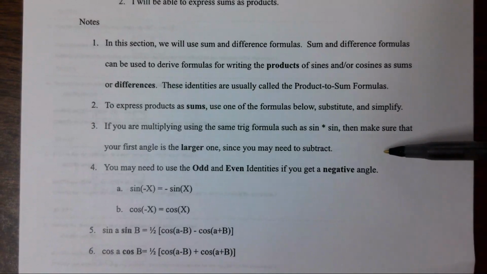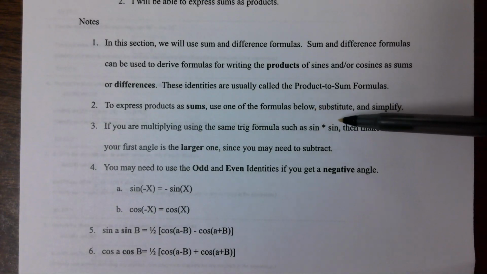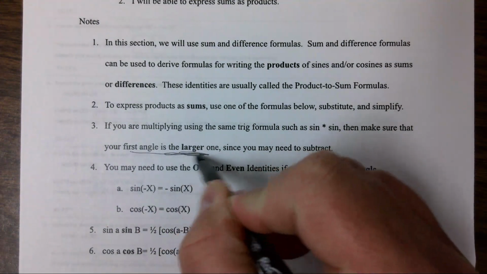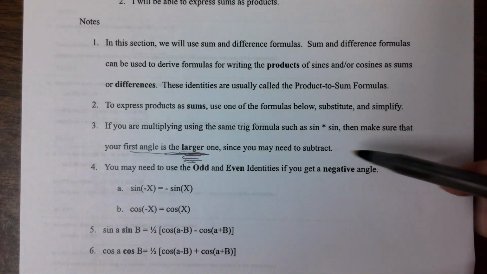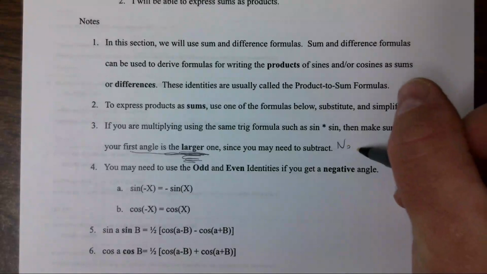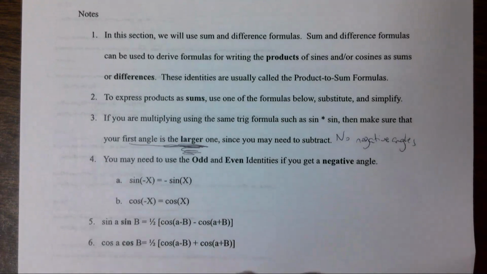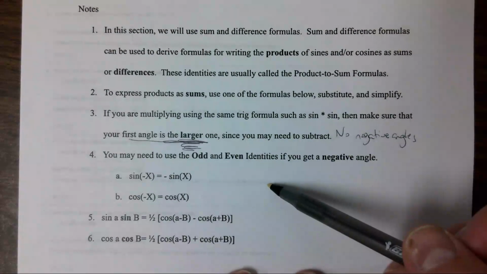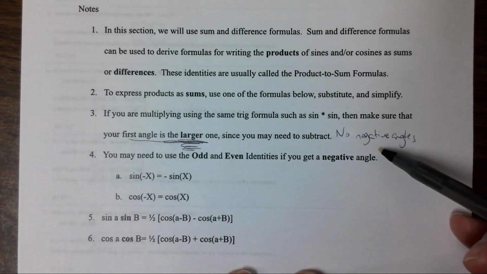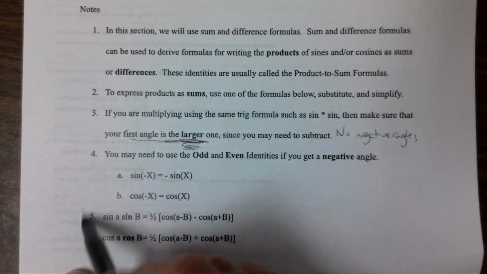Now, if you're multiplying using the same trig function, like sine times sine, then make sure your first angle is the larger one. That's important since you may have to subtract. You don't want a negative angle. No negative angles. You also may have to use your even and odd identities if you get a negative angle. Our goal is to not have a negative angle, but if you get one, then use the even and odd identities. And then here's your actual formulas.